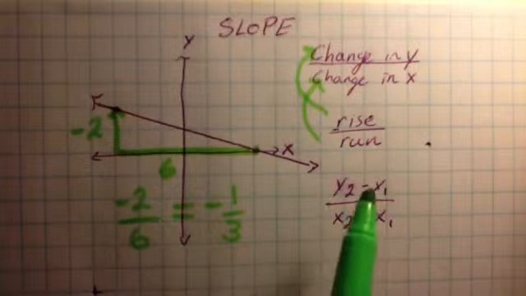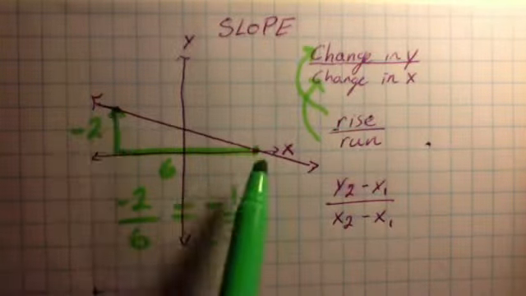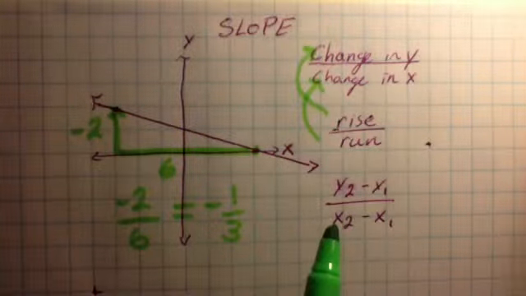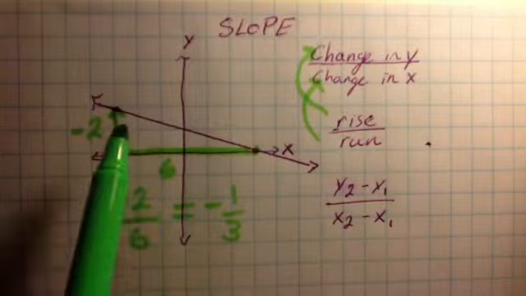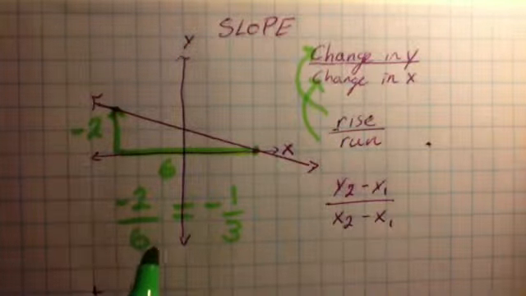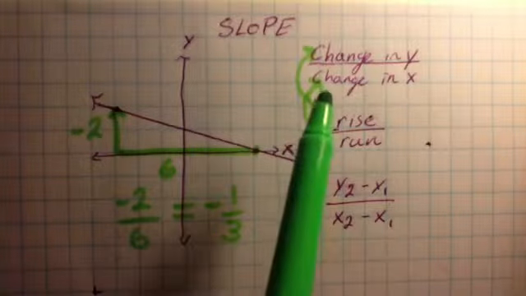Because y2 minus y1, subtracting the 2 coordinates here, gives us our change in y. Same thing for x2 minus x1. If we wrote down the coordinates of these 2 points and subtracted them, x2 minus x1, we would get the same number here, 6. The same as our change in x.